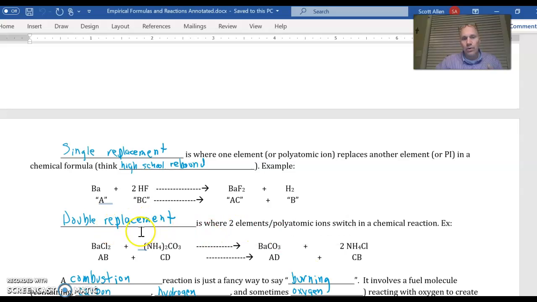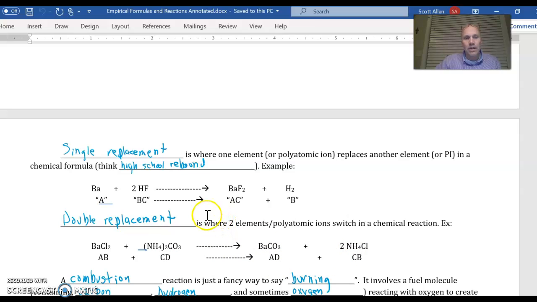All right. So in this reaction right here, you can see barium and chlorine are a pair. Here we've got ammonium and carbonate as a pair. And in the end, you can see that the ions have switched places. All right, so generically, we could say that AB plus CD would yield AD plus CB.